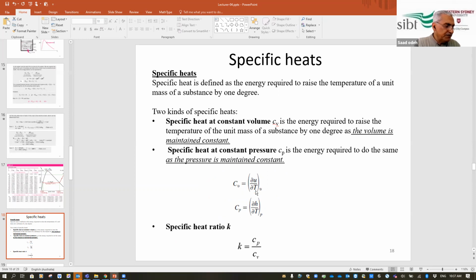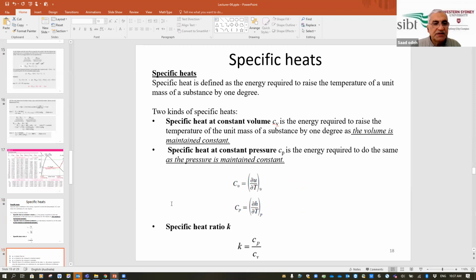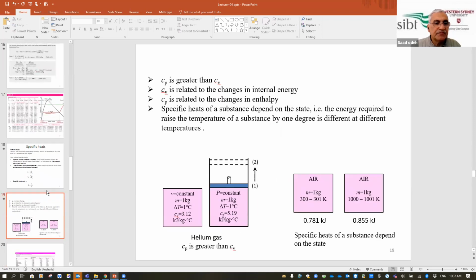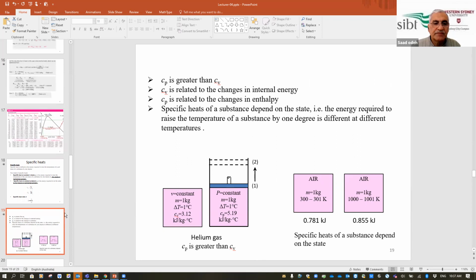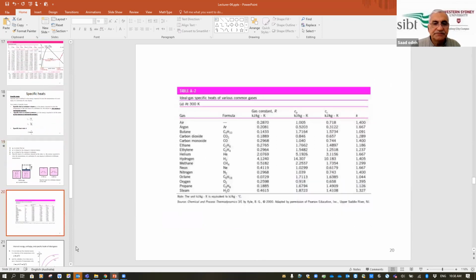So these two values, Cv and Cp, can be found from tables. And I will show you very soon how to get the values: from Cv, we can get the U value, and from Cp, we can get the H value. So it's quite simple. Let's do it one by one and show you the options that you have.